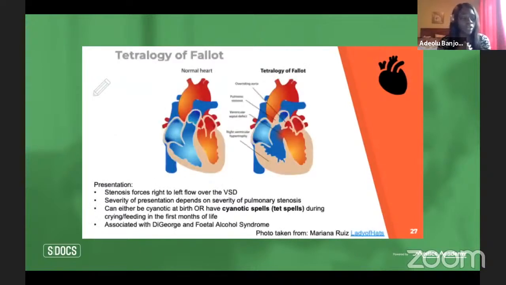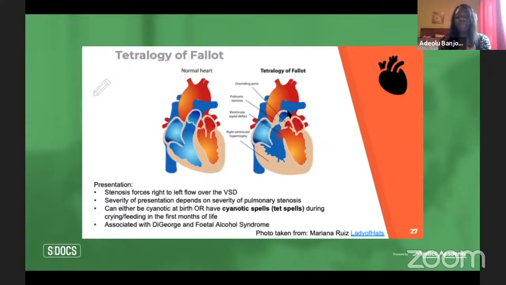So the presentation of tetralogy of Fallot is that the stenosis of the pulmonary trunk causes right to left flow over the ventricular septal defect. So right here is the right side of the heart, and here is the left side of the heart. And because of the stenosis of the pulmonary artery, there is increased pressure on the right side versus the left side, which will cause deoxygenated blood to flow directly to the left side of the heart and to the body. So the severity of this disease is directly dependent on how stenosed this pulmonary trunk is.